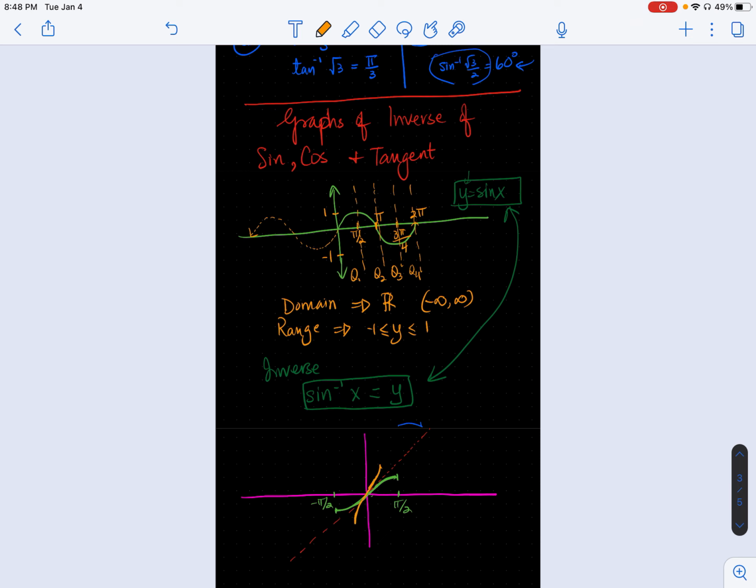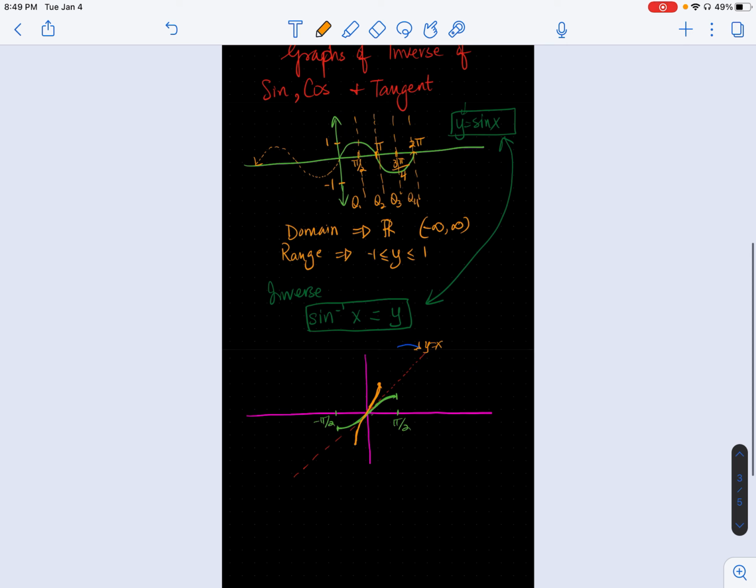And if you again tilt your head slightly to the right along this line, y equals x, you can see how the green with the original sine graph and the peach one, they are symmetric with respect to this line. So there are restrictions we are following here, and that makes the inverse a little more complicated than the regular sine function.